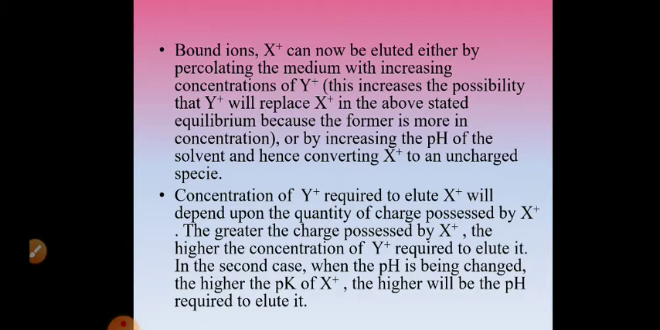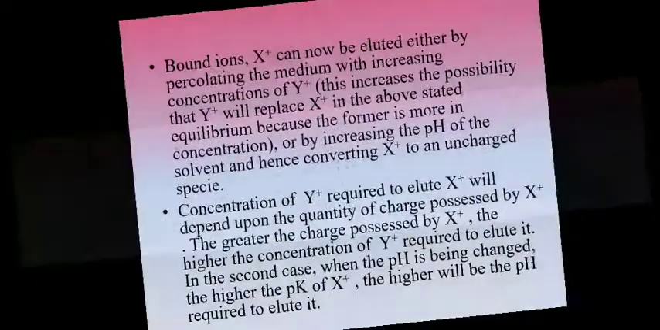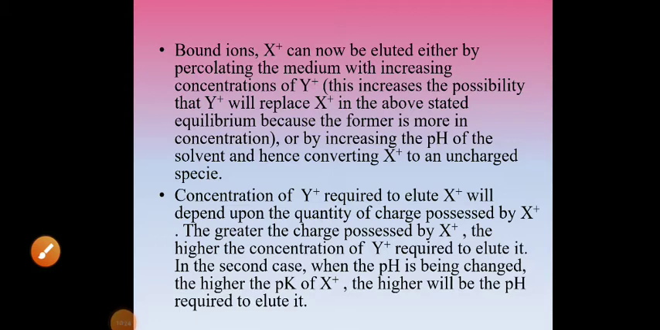How are you going to remove X plus, the sample ions? They were first retained in the column. Now how are they eluted out? By increasing the concentration of Y plus. Because the Y plus concentration is more, X plus will be removed. Or by increasing the pH of the solvent. When you increase the pH, X plus will be converted into uncharged species, and hence it will be easily removed.